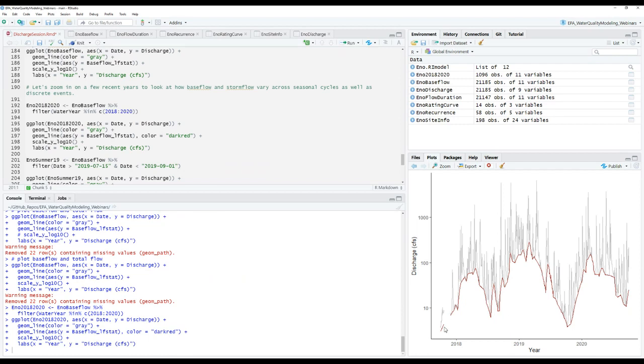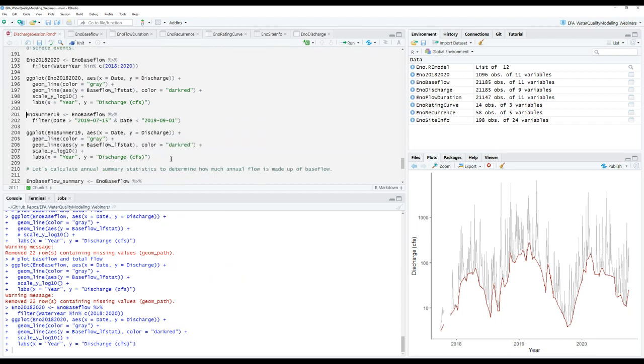Noticing here that the base flow is also following that pattern. So our highest base flows are occurring in the summer and in the spring, and then our lowest base flows are occurring in the late fall and winter. So that might be a useful tool, especially if you're working with lots of years of data, if you actually want to really understand the seasonal cycles of what you're looking at.